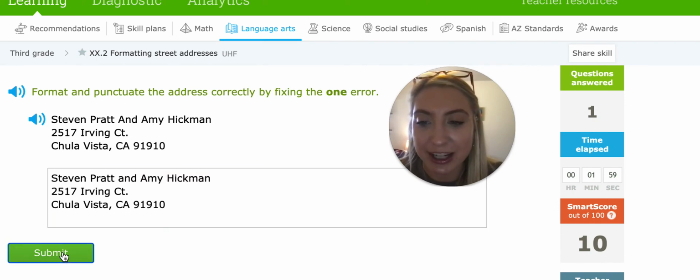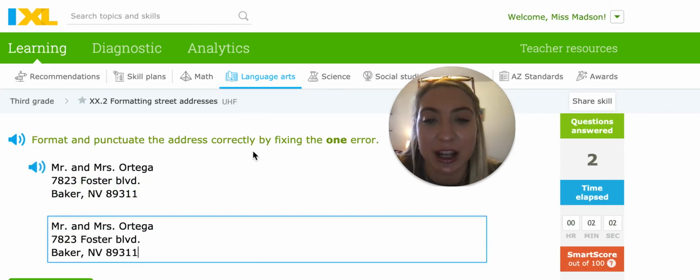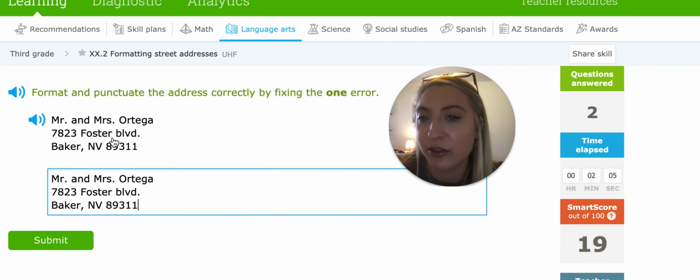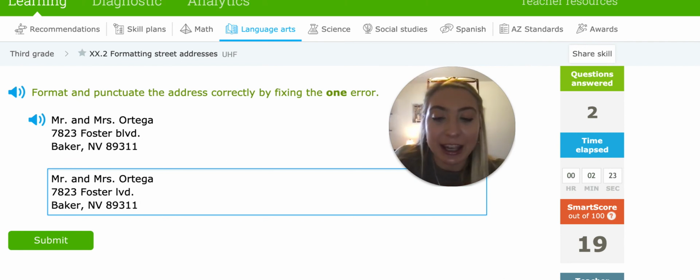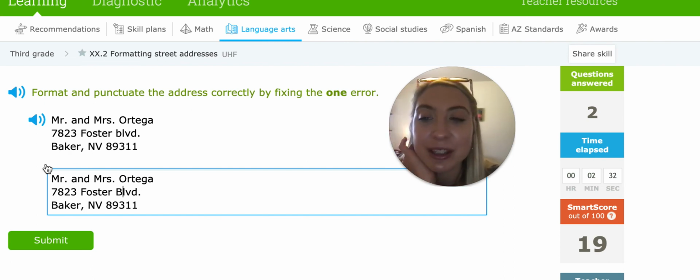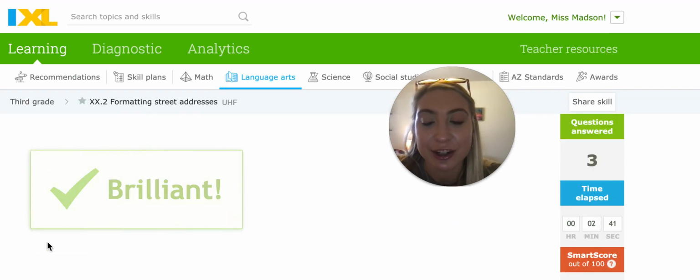Oops, I accidentally pressed enter. Okay, there we go. So now let's do one more together. This only has one error as well. So we have the name Mr. and Mrs. Ortega, and it is capitalized because it is a proper noun. It is the name of people. And then we have the house number and the street, but our street abbreviation, Boulevard, should always be capitalized, right? Because it's a proper noun. They're naming the street. So that was our one error, but again, let's check everything else. Then we have our city, which is capitalized with a comma dividing it from the state. So everything else looks good. Let's double check our answer.